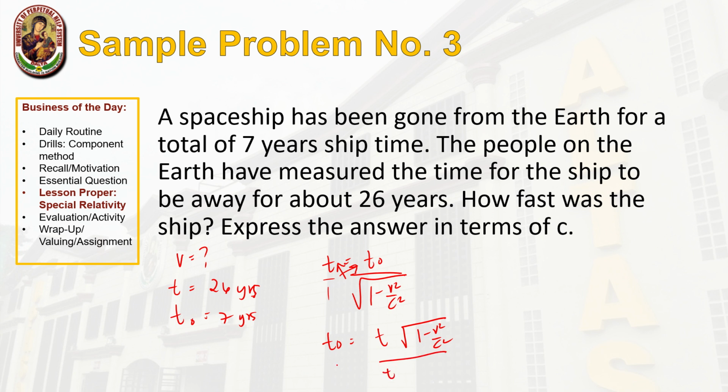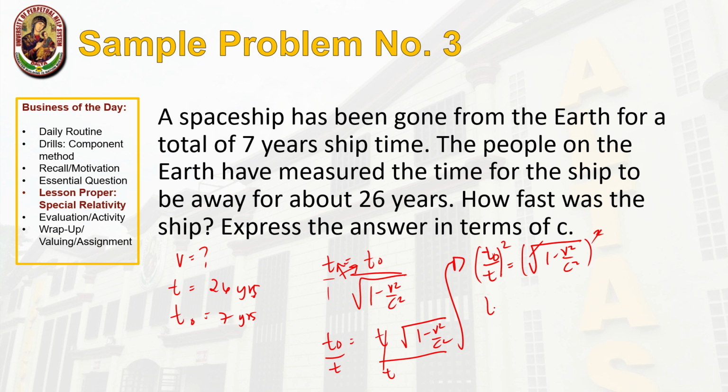So we can do that by dividing both sides first by t. It would lead us to t sub 0 over t equal to the square root of 1 minus v squared over c squared. Then what do we do with this square root? We should square both sides to cancel out this square root.